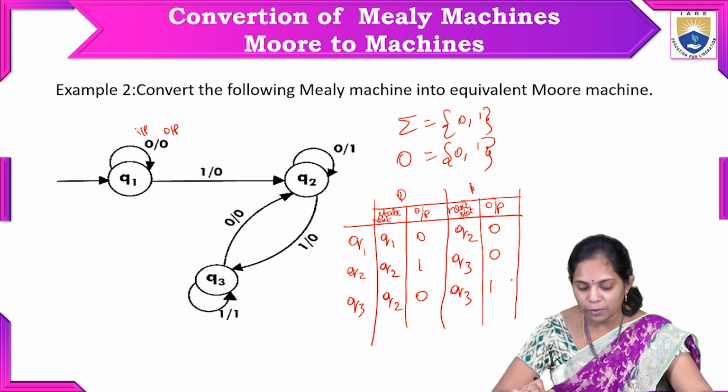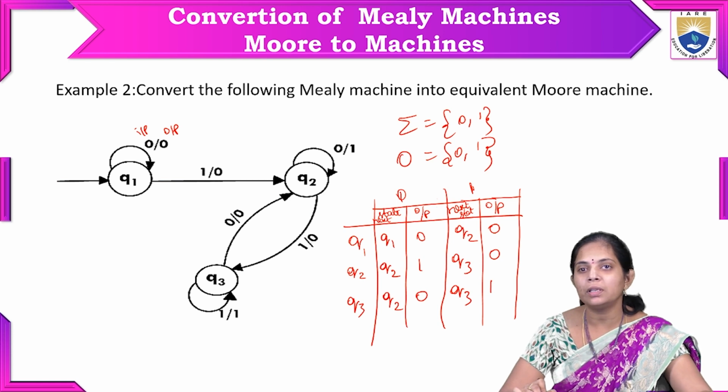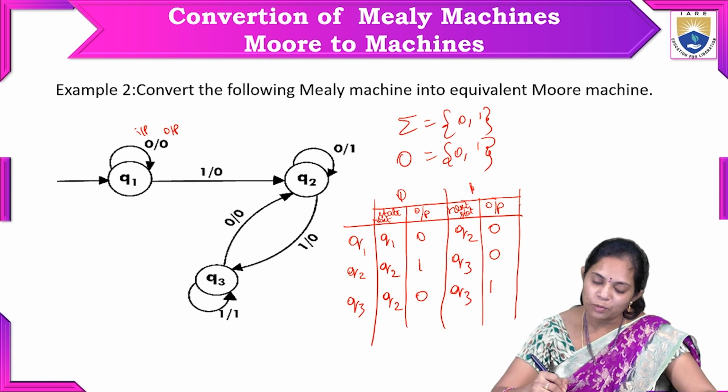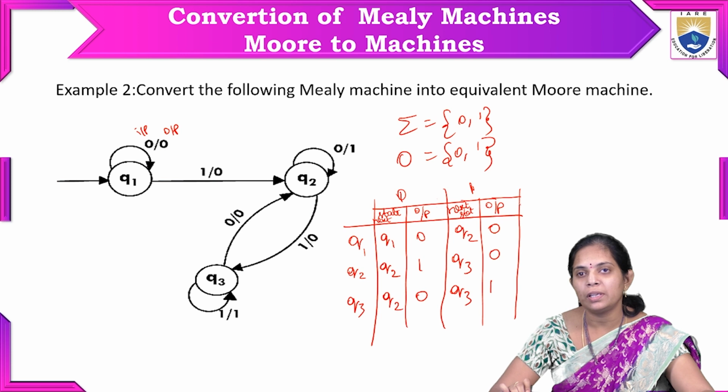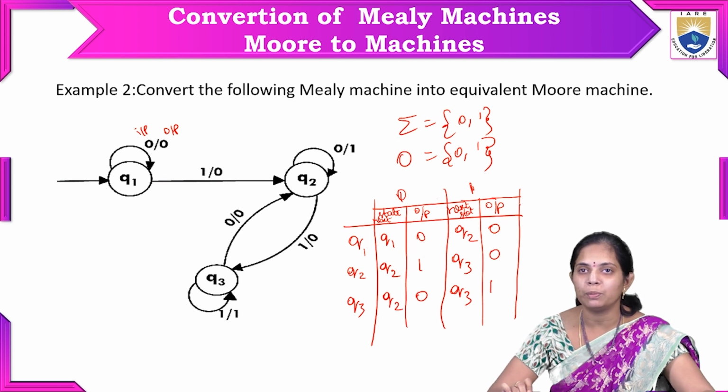So this is how we have constructed a transition table for the Mealy machine. So let's convert, by using this transition table, this Mealy machine to Moore machine.